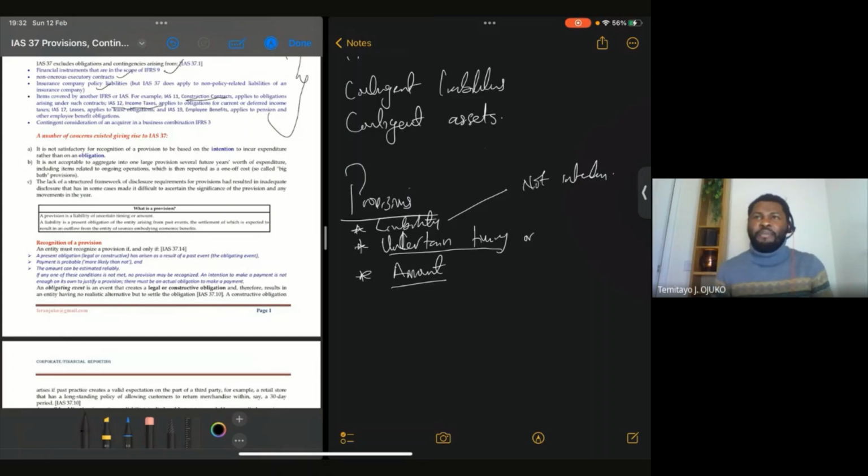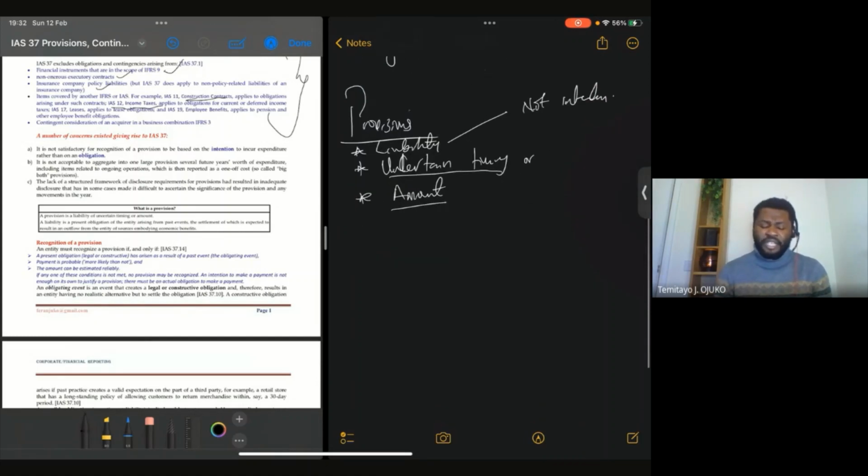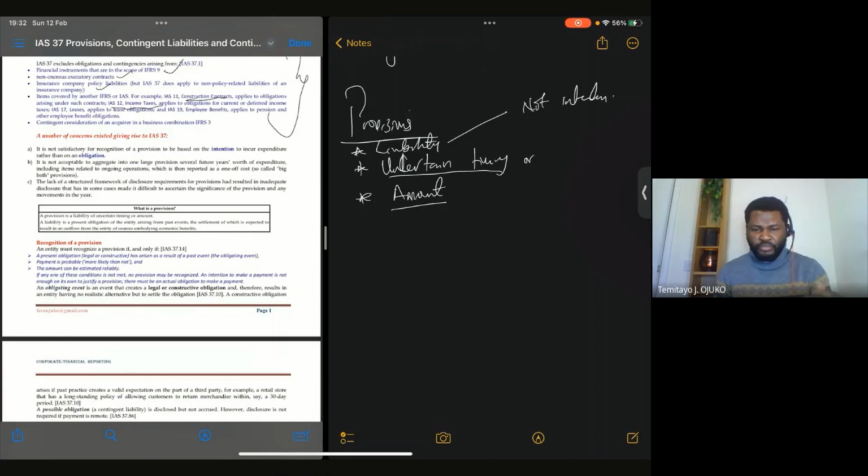Now, uncertain timing, which means that you know that there's a liability, but the timing of the payment of the liability isn't sure, maybe due to some unforeseen or some unknown factors. Then, in some other cases, the amount is not certain. Take, for example, at the end of the year or during the year, maybe towards the end of the year, a customer takes a complaint to court, and the company receives a notification from the court, right?